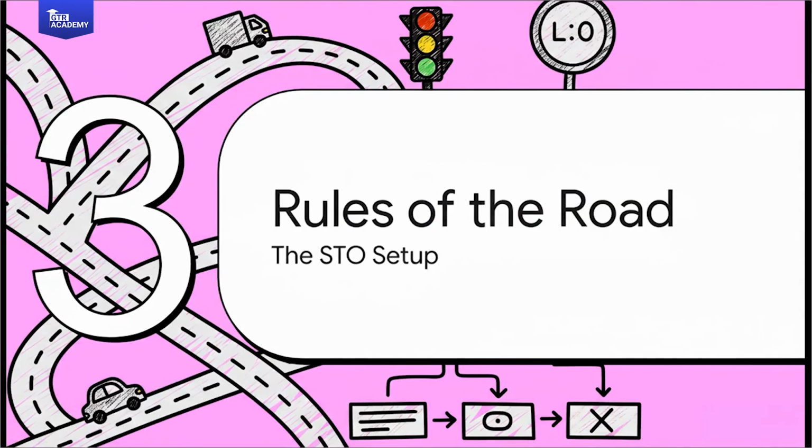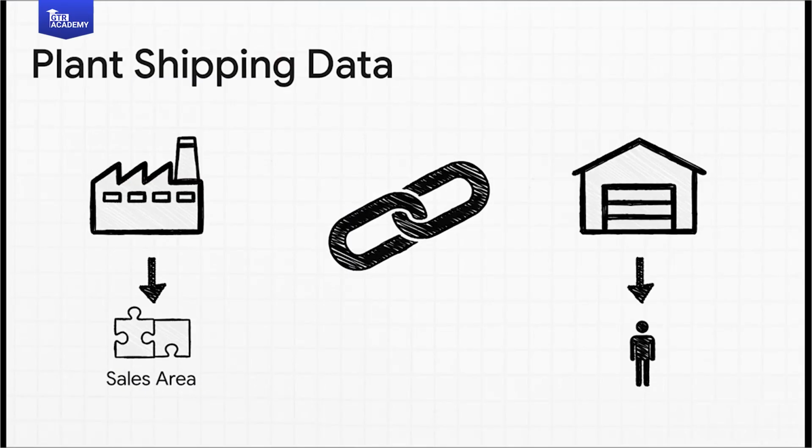Okay, we've got our roads, we've got our travelers. Now we need to set the rules of the road, the traffic laws, if you will. This is all about the specific STO setup, where we tell the system exactly how we want this whole transfer to behave. This is where we make that final official connection.